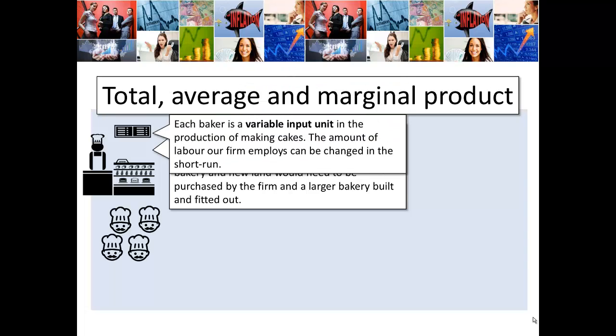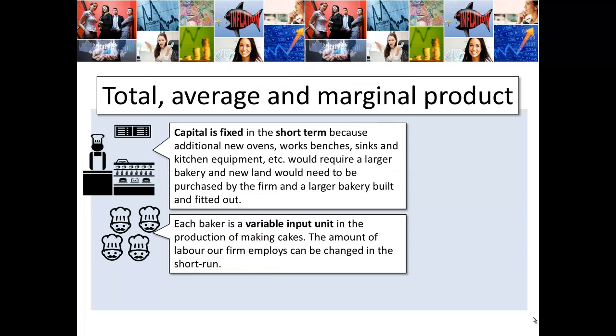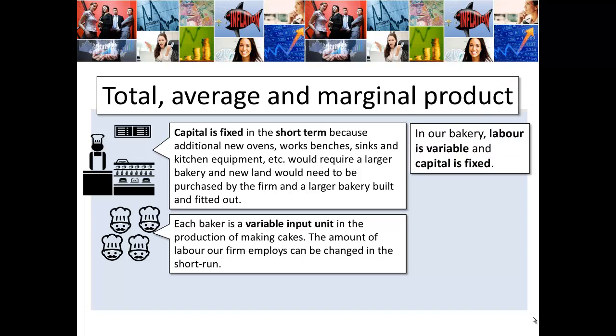Right, capital is fixed in the short term. It takes a bit more time to get additional ovens, workbenches, sinks in a kitchen, equipment, etc. And that's going to require a larger bakery. Perhaps new land would need to be purchased by the firm and a larger bakery built and kitted out. Each baker is a variable input unit in the production of making cakes. The amount of labour our firm employs can be changed in the short run. So, in our bakery, labour is variable and capital is fixed.